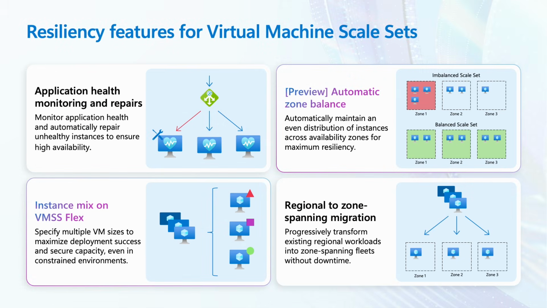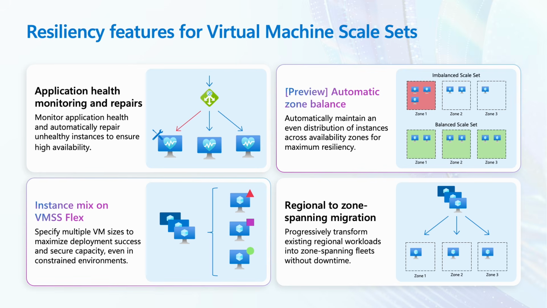Third is capacity. We mentioned earlier that pinning to zones can sometimes limit your capacity options compared to regional deployments. To solve this, VMSS Flexible Orchestration offers a feature called Instance Mix. This allows you to specify up to 5 different VM sizes within the same scale set.